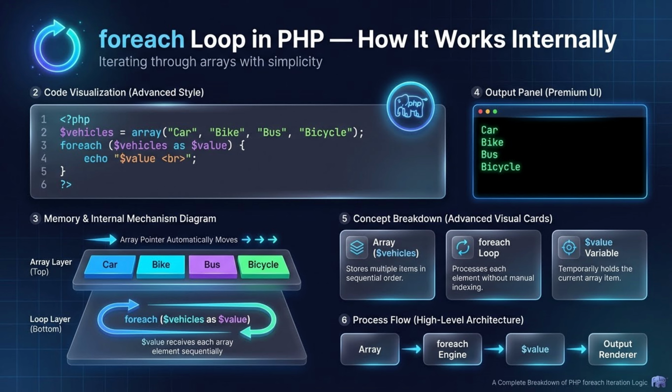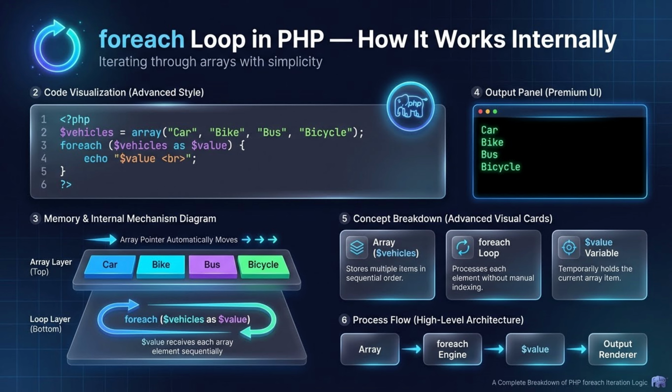requiring any extra work. In the example shown, we start with an array named vehicles, which contains 4 items: car, bike, bus, and bicycle. When the foreach loop begins, PHP internally moves an invisible pointer to the first item of the array and assigns its value to the temporary variable value. At this moment, value holds the word car, and the echo statement prints it on the screen.